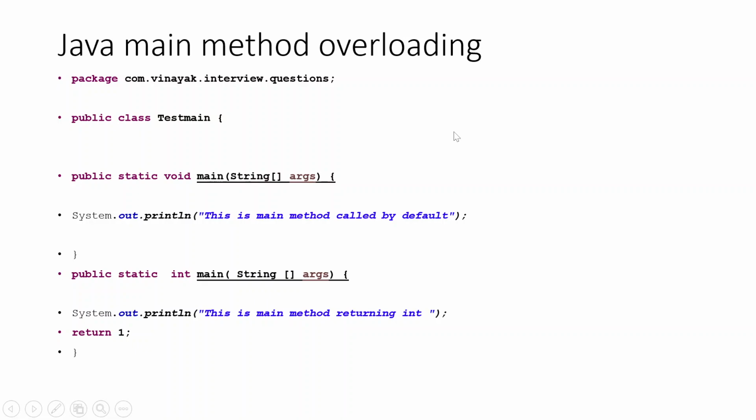Now here I have a program in which I have defined two main methods. In this case the first method is public static void main and it is not returning any value, and the second method is public static int main, so it is returning an integer. As you can see, System.out.println says this is main method returning integer. Now let's see in Eclipse what will be the result.